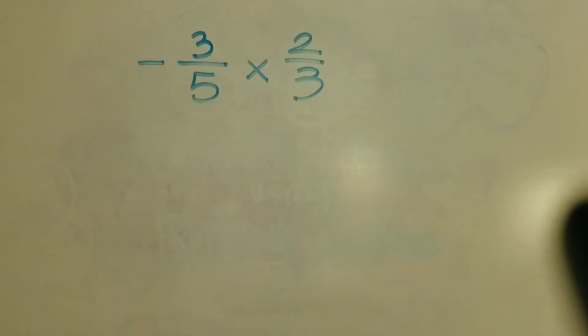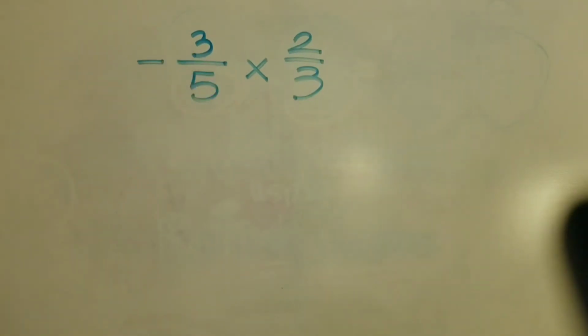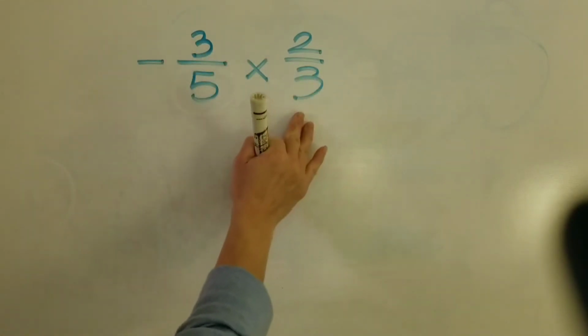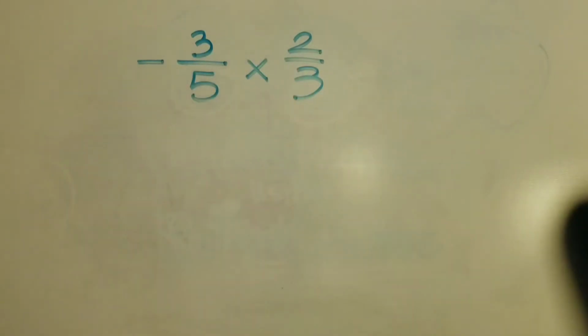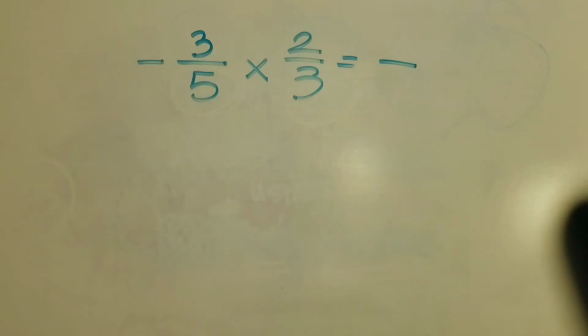For this second example that I just came up with, I have a negative rational number, and I'm going to multiply a negative times a positive. What do we get when we multiply a negative number times a positive number? We get another negative number. So we know our answer is going to be negative.